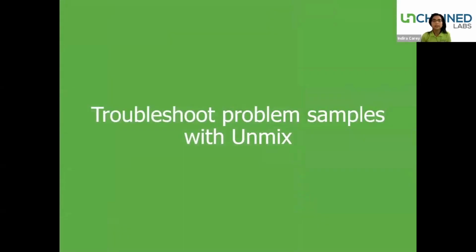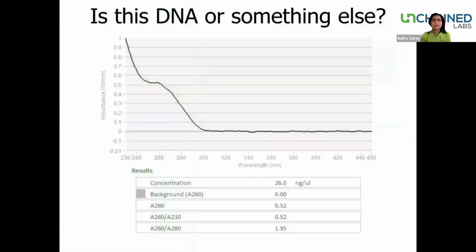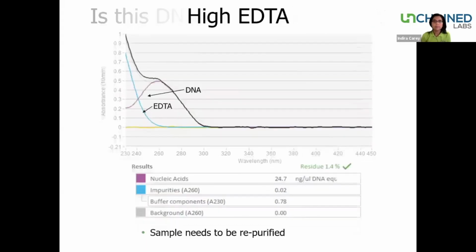Next, let's take a look at how UNmix can help with problem samples. At first glance, this spectrum definitely looks odd. We're seeing high absorbance at 230 and then a poorly defined 260 nanometer peak. The background looks good. The A260/A280 ratio looks fine, but note that the 260/230 ratio is low. So let's use UNmix to dig a little deeper.